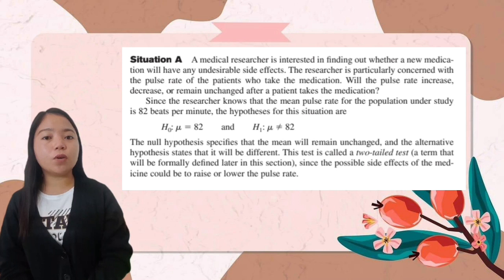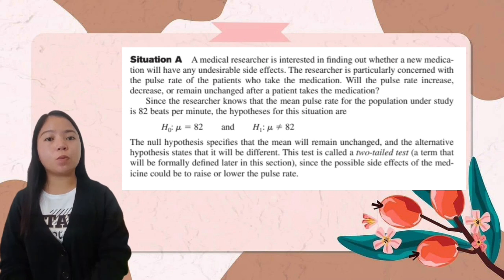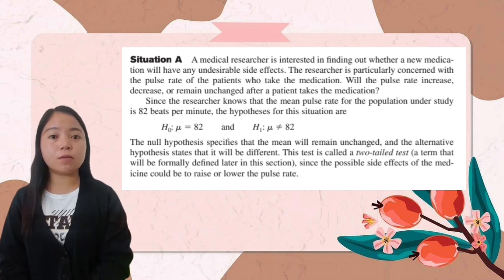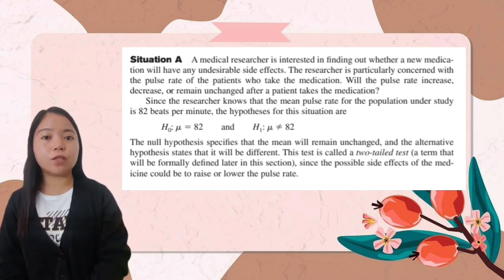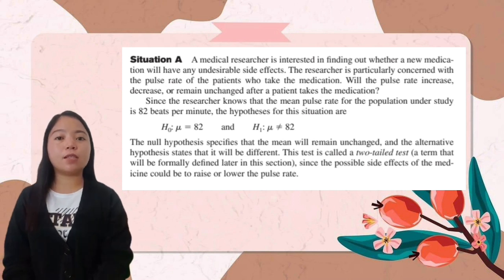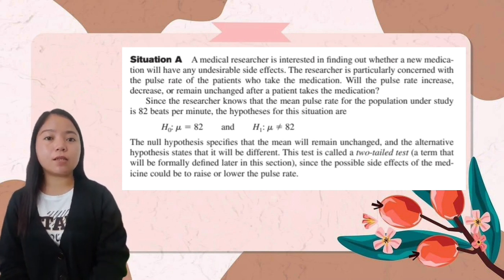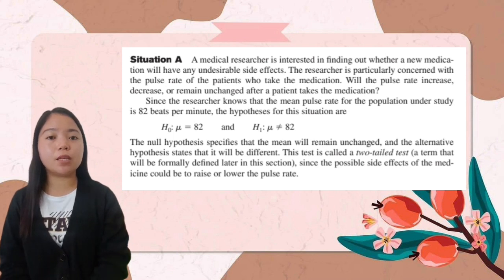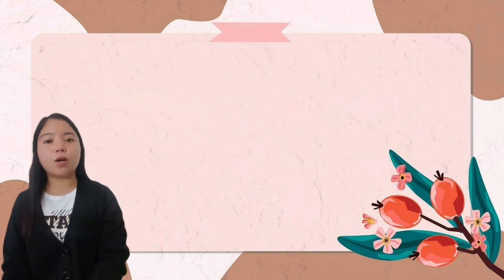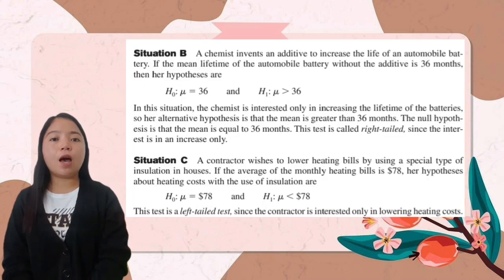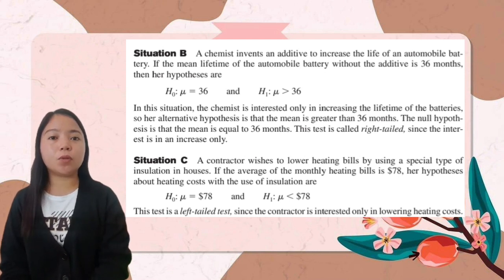H sub 0: mu equals 82, that is the null hypothesis, and the alternative hypothesis is mu not equal to 82. The null hypothesis specifies that the mean will remain unchanged, and the alternative hypothesis states that it will be different, or it is changing. This test is called a two-tailed test, since the possible side effects of the medicine could be to raise or lower the pulse rate.